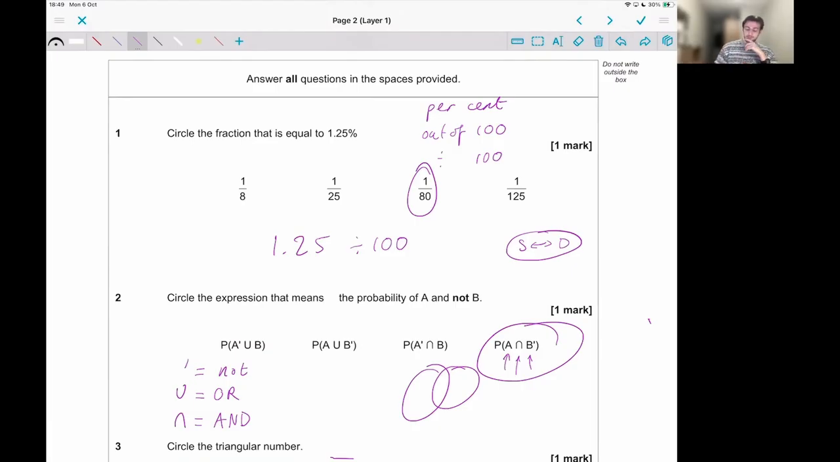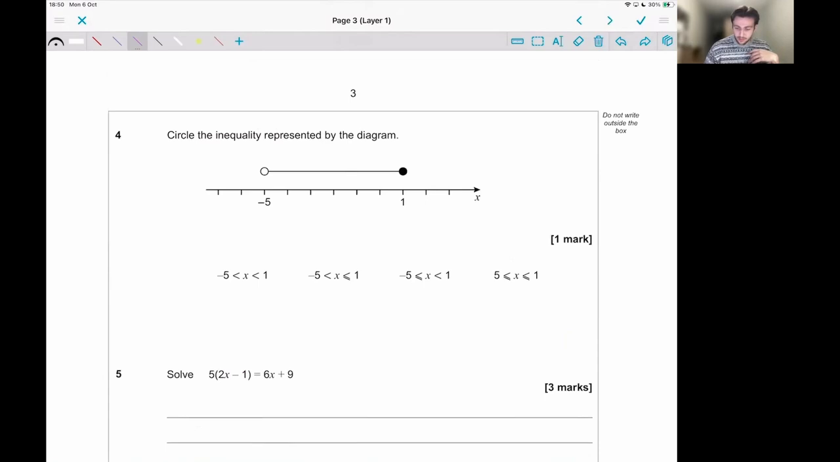Just to show you, if this is A and this is B, and that was the rest of our space, we're looking at the intersection of this circle with everything that isn't in this circle. So we're looking at the intersection of this and this going around B. But the only things that are in both of those are this bit. So that's what we're being asked for, A and not B. Okay, moving on. Oh, I've turned a page.